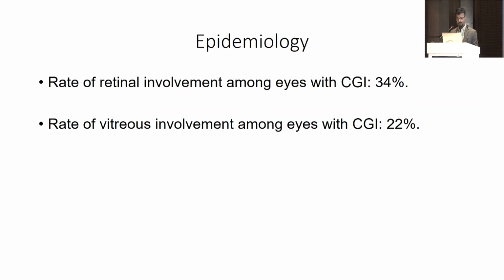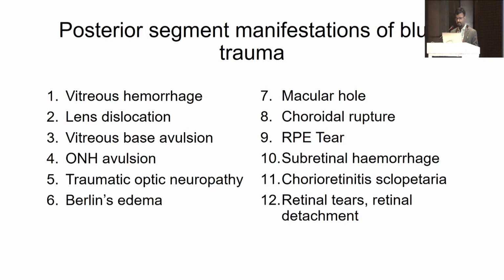So coming on to the epidemiology, the rate of retinal involvement among eyes with closed globe injury is 34%, while the rate of vitreous involvement is 22%. So posterior segment manifestations will be vitreous hemorrhage, lens dislocation, vitreous base avulsion, optic nerve head avulsion, traumatic optic neuropathy, Berlin's edema, macular hole, choroidal rupture, RPE tear, subretinal hemorrhage, chorioretinitis sclopetaria, retinal tears, and retinal detachment.